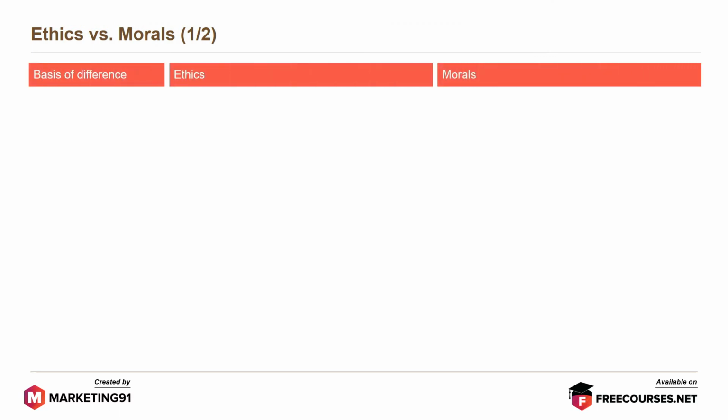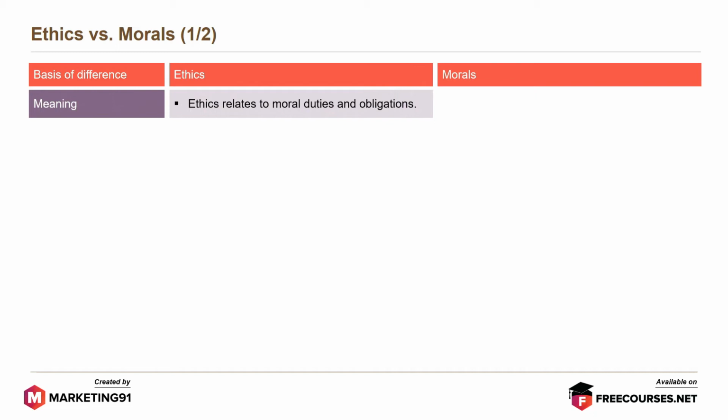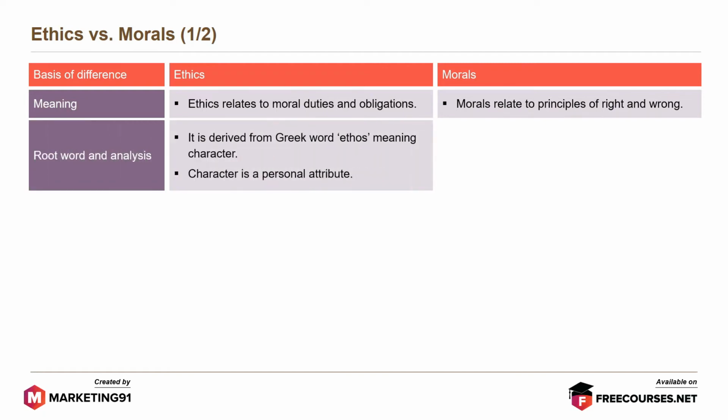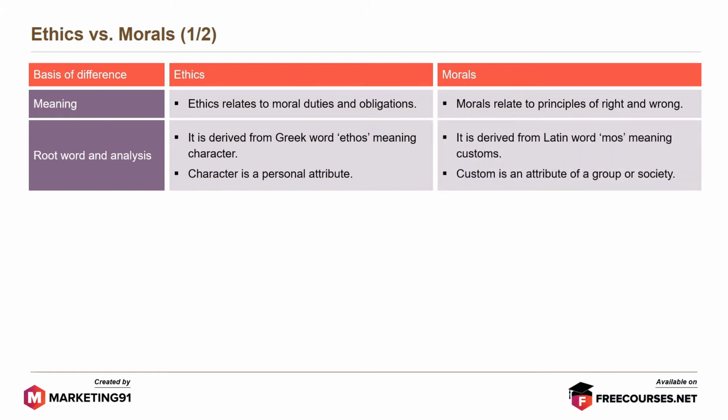Let's look at the differences between ethics and morals. Ethics relates to moral duties and obligations. Morals relate to principles of right and wrong. Ethics is derived from the Greek word ethos, meaning character. Character is a personal attribute. Morals is derived from the Latin word mos, meaning customs. Custom is an attribute of a group or a society.